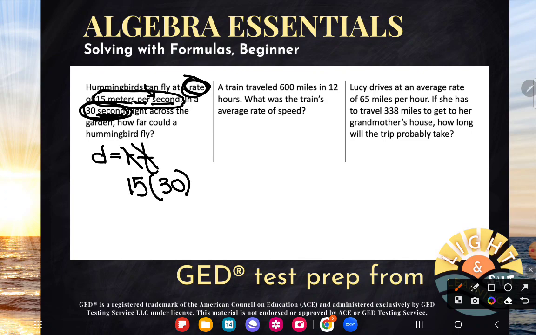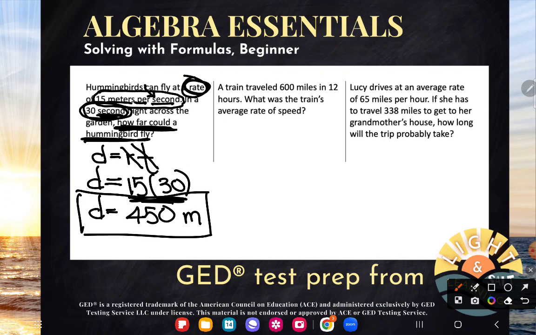Notice that I put it in parentheses because that R and that T are shoved together. They are multiplying. And now D is the thing we don't know, right? It says how far could a hummingbird fly? So unknowns remain letters, equal signs stay steady. And this is a simple little problem because these two numbers are on the same side of the equal sign. I'm just going to go ahead and do that math. 15 times 30 tells me that little hummingbird in 30 seconds could go 450 what? This was meters per second, so that'll be meters. Woo, zippy bird.